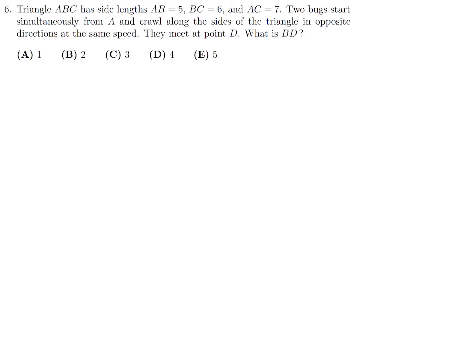Triangle ABC has side lengths AB equal to 5, BC equal to 6, AC equal to 7. 2 bugs start simultaneously from A and crawl along the sides of the triangle in opposite directions at the same speed. They meet at point D. What is BD? Let's draw a little triangle and let's discuss this.